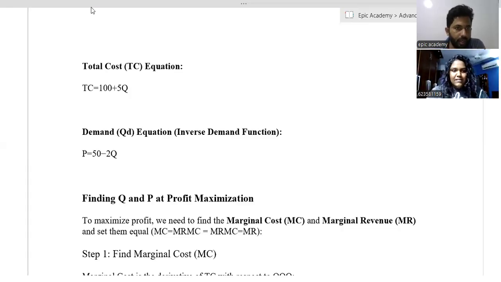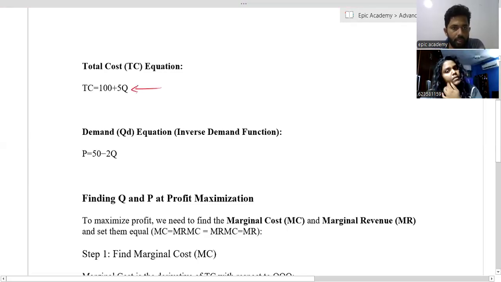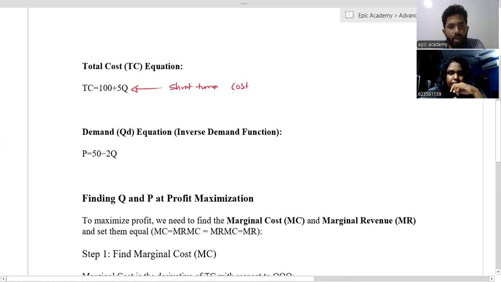Right. Now you identify the basic components related to the cost equation. So now you got the idea. This type of total cost equation represents the short-term cost of the production process.